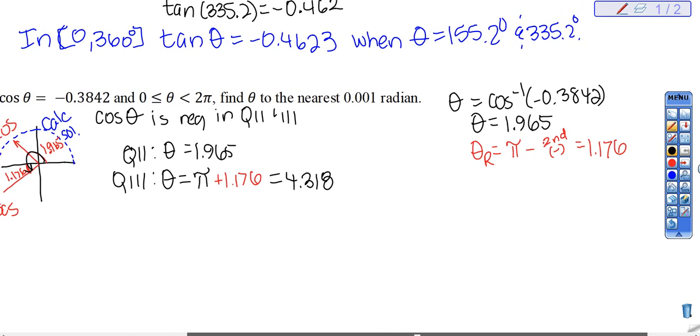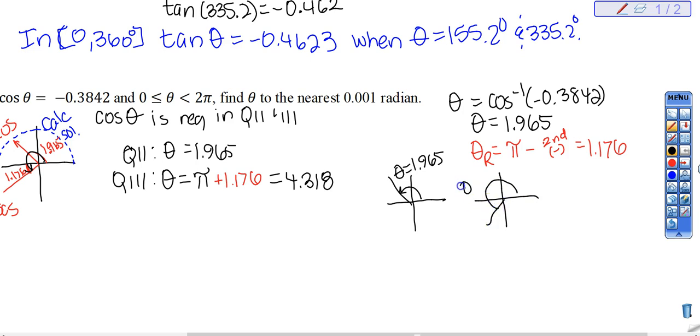Okay. So for those of you that are visual learners, theta's first value, I know, is 1.965. We're almost done. And in quadrant 3, using our reference angle, we were able to find theta was 4.318.